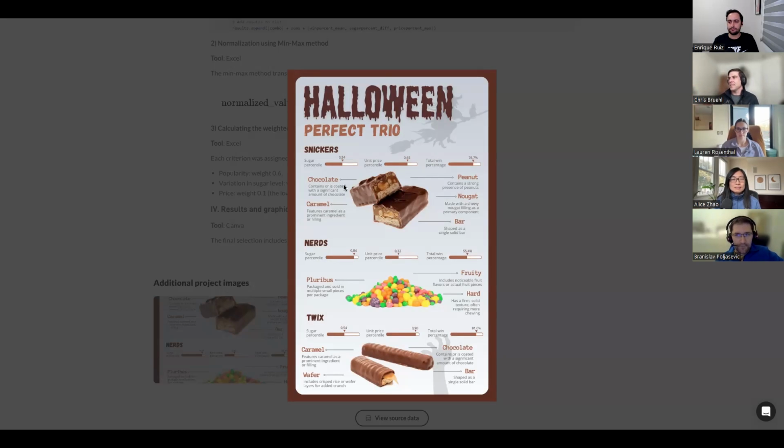So Snickers hits the chocolate, peanut, nougat, bar, and caramel boxes. We have Nerds, which hits the multi-serving, fruity, and hard. Although personally, having eaten Nerds, I don't know if this really checks the fruity box for me. They just taste like sugar, but not having had these or not being that familiar, this is how the data was labeled. So, can't really nitpick too much there. And then finally Twix, which gets us that wafer, as well as the caramel, chocolate, and bar.